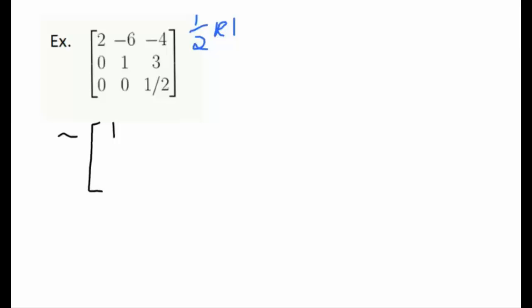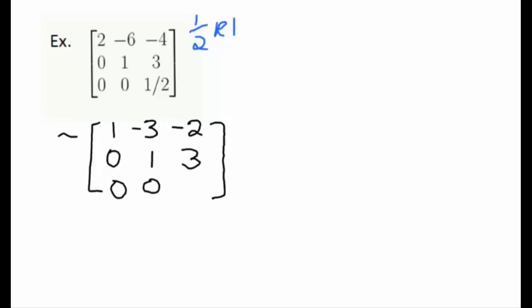2 divided by 2 is 1. Negative 6 divided by 2 is negative 3. And negative 4 divided by 2 is negative 2. So here's our new row 1. There are no changes to row 2, so I'll write in 0, 1, 3, and there are no changes to row 3. So I'll write in 0, 0, 1/2. Awesome, so the only thing that's preventing us now from being in row echelon form is this 1/2 down here. So the last thing we're going to do is take row 3 and multiply it by 2.